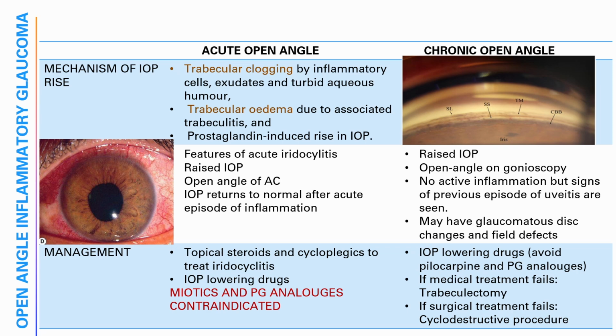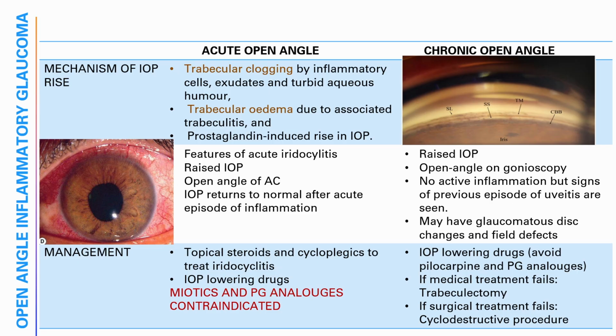So the treatment is almost similar: IOP lowering drugs, and we have to avoid miotics and PG analogs as they may precipitate the inflammation. If medical treatment fails, then we can proceed with trabeculectomy, and if that also fails, then the final management is a cyclodestructive procedure.